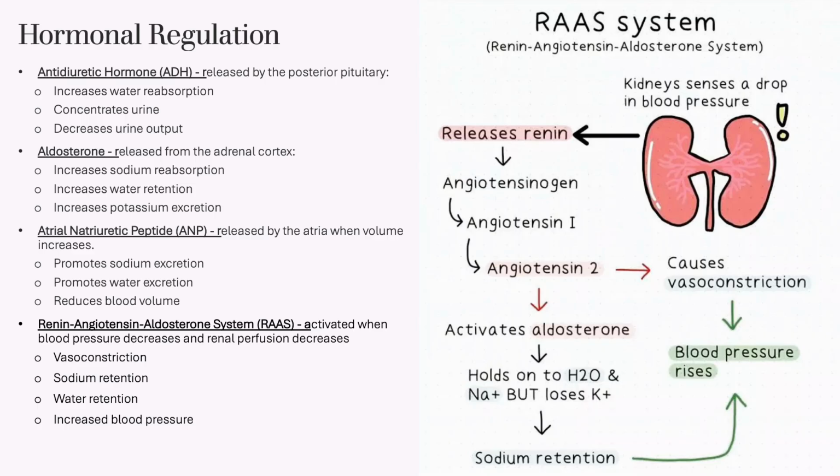it converts angiotensinogen to angiotensin 1, then angiotensin 2, and this happens in the lungs. And then this causes vasoconstriction, right? And that helps increase the blood pressure. Angiotensin 2 also activates aldosterone, which holds on to the water and sodium, but loses potassium. So in this case, your sodium is retained and your blood pressure goes up because water follows sodium.